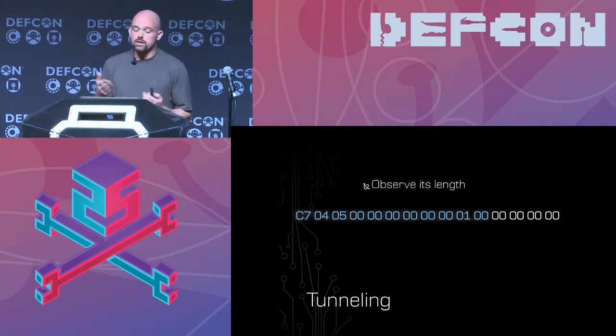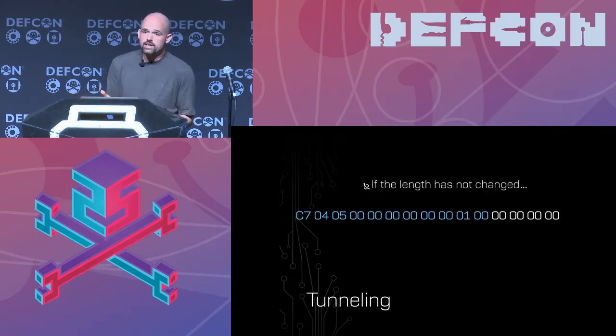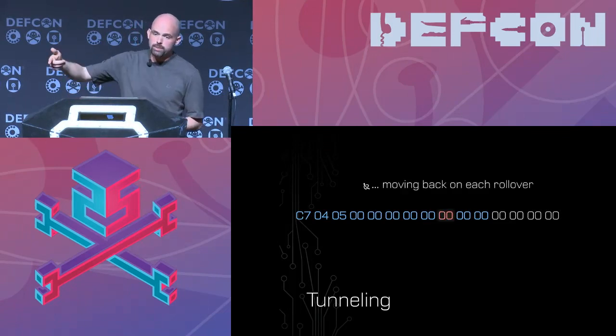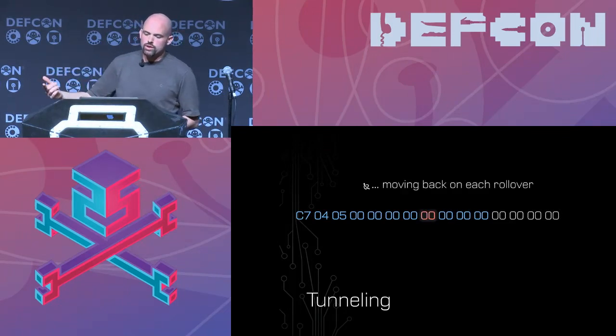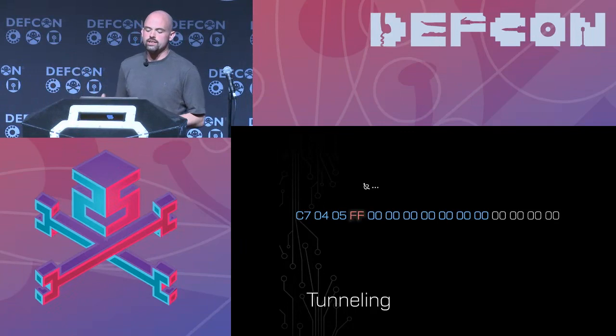Execute the instruction, observe its length. If the length hasn't changed yet, and it didn't here, increment the marker again. And just repeat that over and over. And eventually in this situation, that marker will roll over again. So you move back a byte now. If the marker rolls over, move back. Marker rolls over, move back. Just keep that up, incrementing these bytes one by one and observing the length changes.